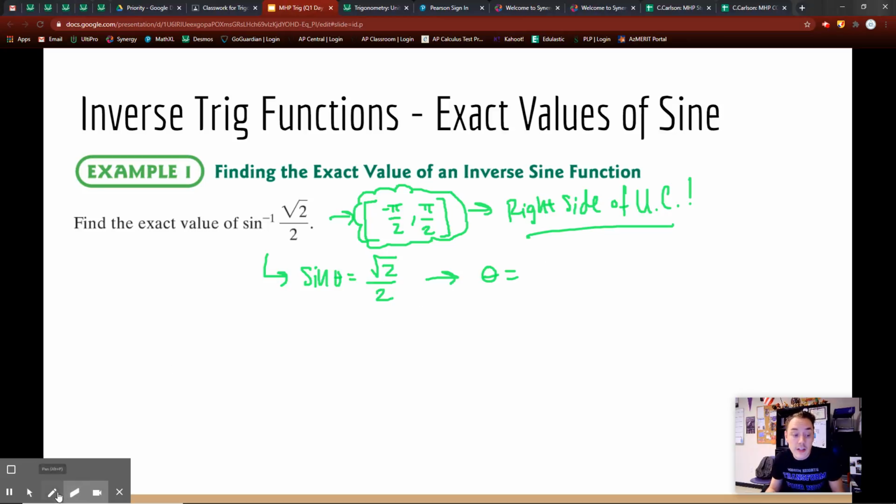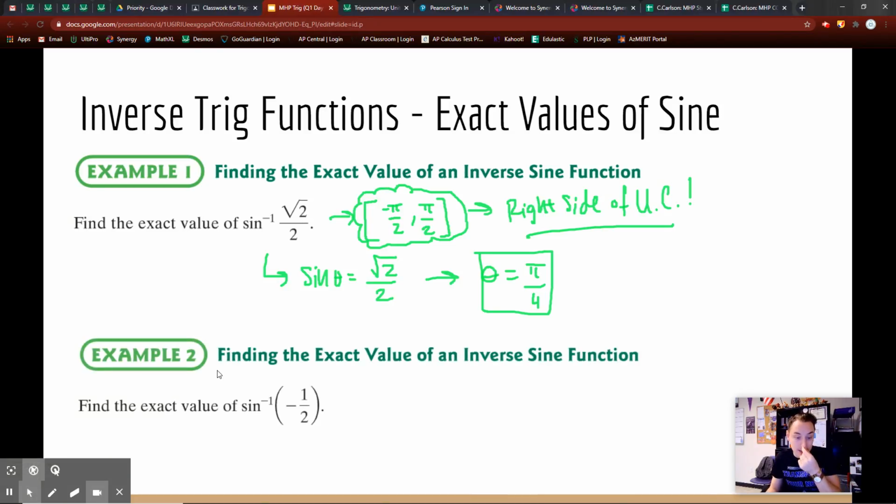Okay, so there's a couple ways you can do it. You can use your unit circle just straight up, or you can use the table that I showed you on the last slide. I'm probably going to be sticking more with my unit circle because that's a go-to one-stop shop.